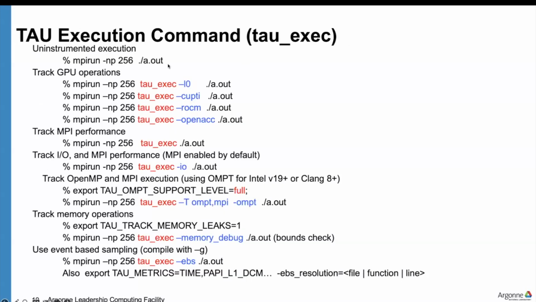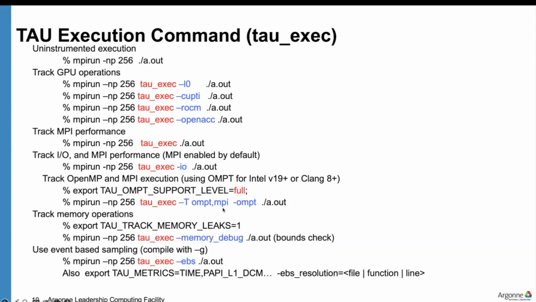it runs. You have an uninstrumented application. If you run it with mpirun, you can just say tau_exec a.out after the mpirun command, and it will show you the MPI performance. If you want to see the performance on the GPU, you can say -L0 for Level Zero for Intel GPUs, or -cupti or -rocm for NVIDIA and AMD respectively, or OpenACC, or OMPT. But this is showing the -T option for the OpenMP tools interface.